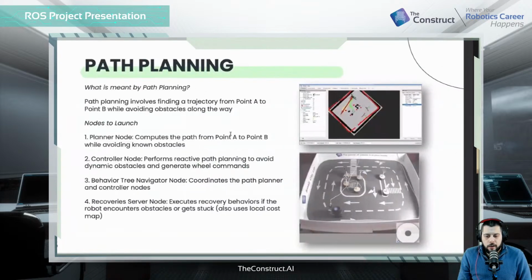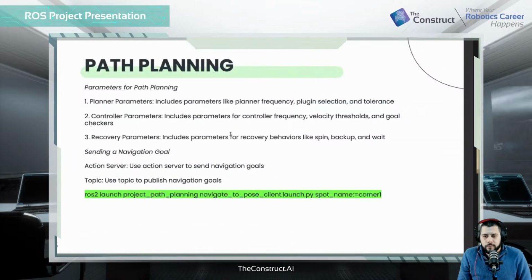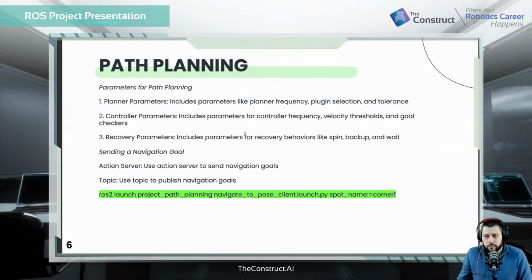All right. So I've already discussed the nodes. And so the parameters for path planning are the planner parameters. It includes the planner frequency, the plugin selection, and the tolerance. The controller parameters include the controller frequency, velocity threshold, and goal checkers. Recovery parameters include recovery behaviors such as backup, spin, and wait, as we saw reaching the first one.